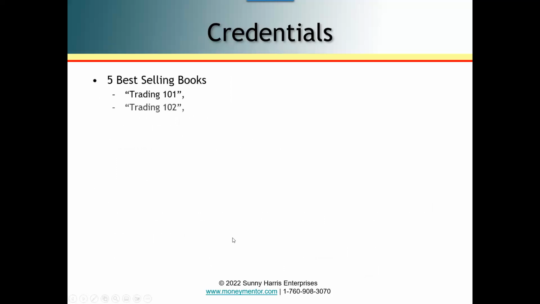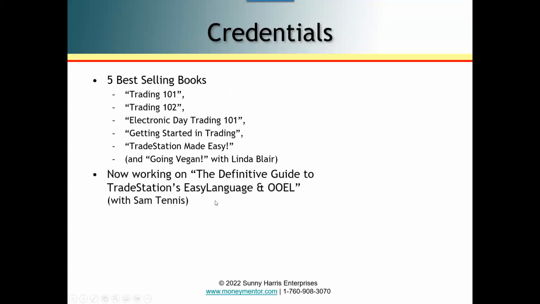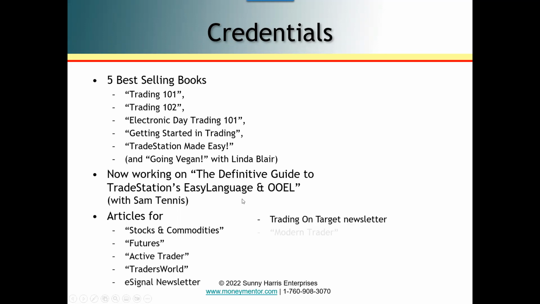I've authored 5 best-selling books, not counting the one Going Vegan with Linda Blair, my good friend. And now I'm working on, we just changed the title, The Definitive Guide to TradeStation's Easy Language and Object-Oriented Easy Language with Sam Tennis. I've written articles for all the major magazines.